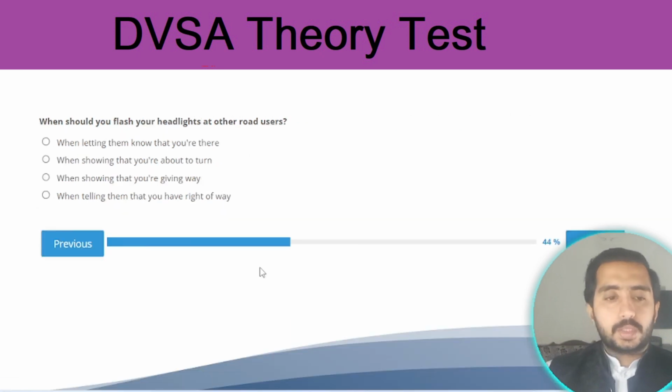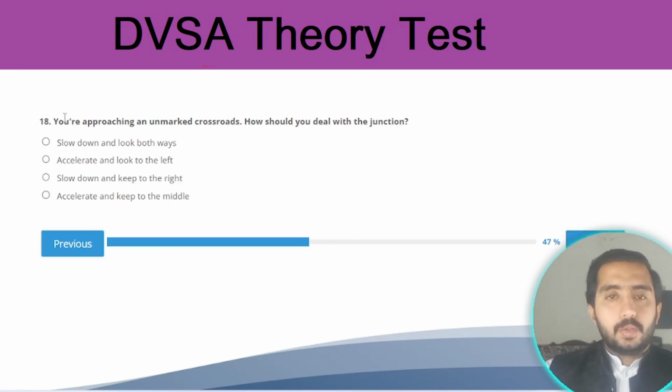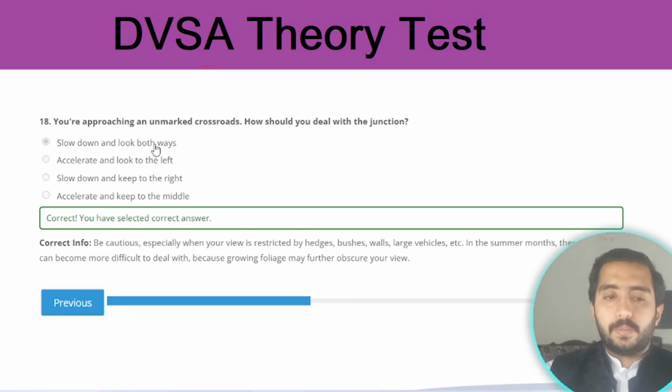Next one. Question number 17. When should you flash your headlights at other road users? The correct option is when letting them know that you are there. Option A is the correct one. Next one. Question number 18. You are approaching an unmarked crossroad. How should you deal with the junction? The correct option is slow down and look both ways. Option A is the correct one.